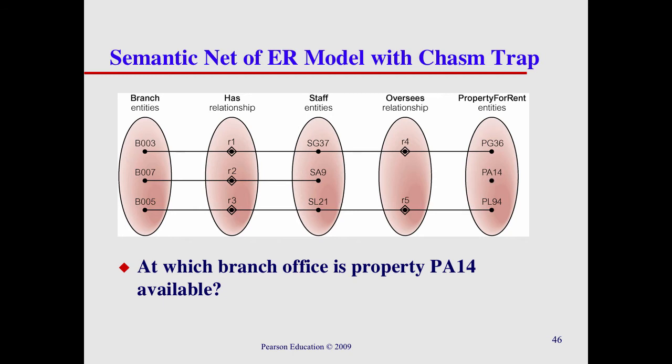Oops, now we have no idea which branch PA 14 belongs to. It may well be that PA 14 belongs to branch 3 and simply has not yet been assigned to a realtor. It's being renovated. So it's not actually assigned to a realtor, but there's still a branch to which it belongs. So this is a chasm trap, because it looked like there was a path from a branch to this property, but when we looked at the actual semantic net, that path was missing.